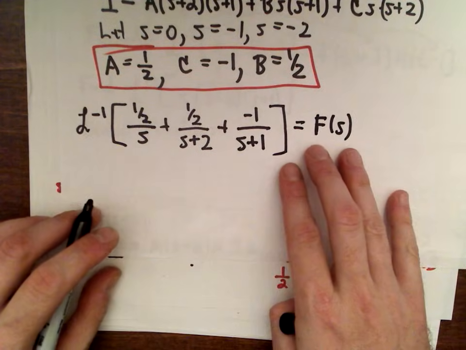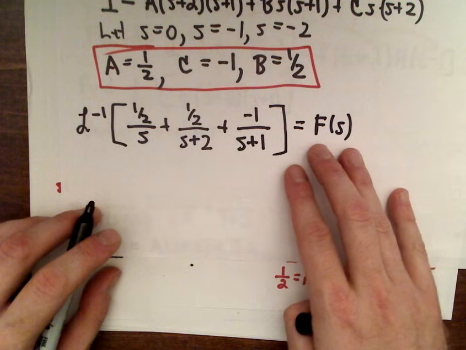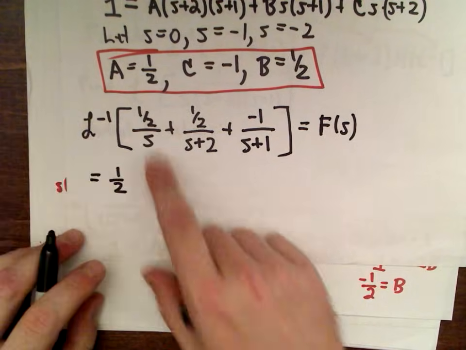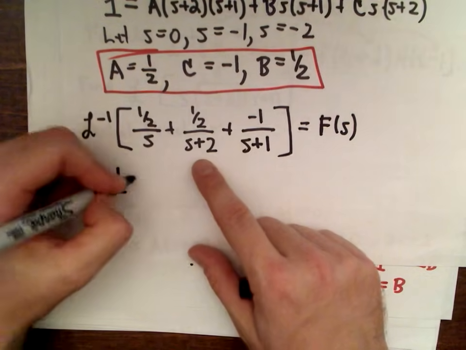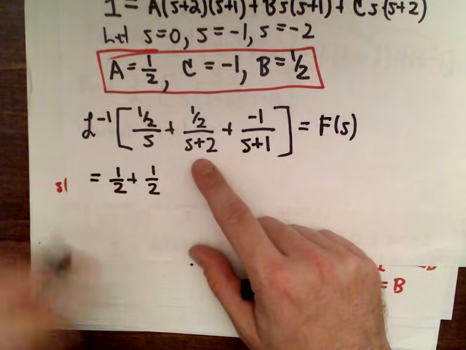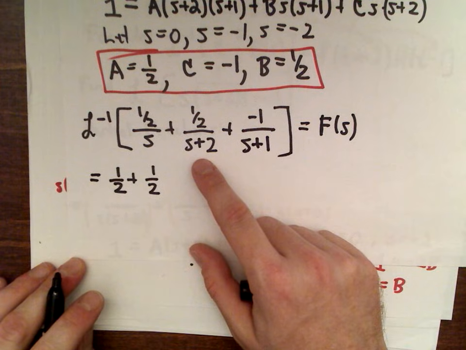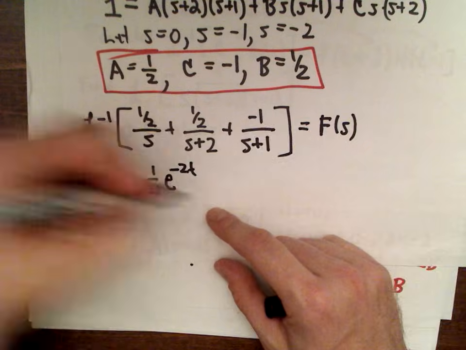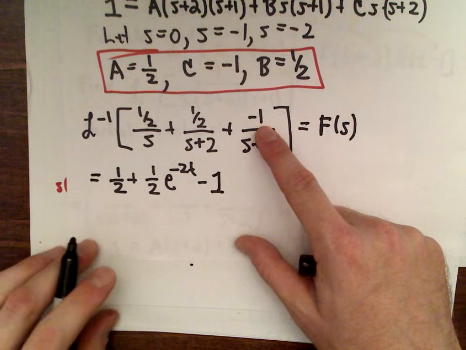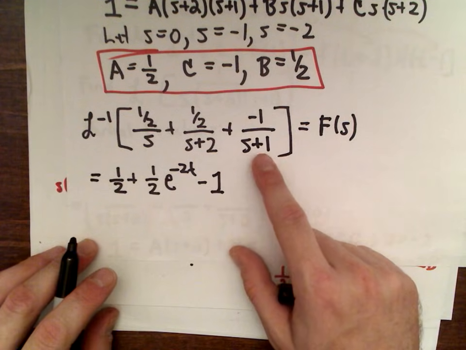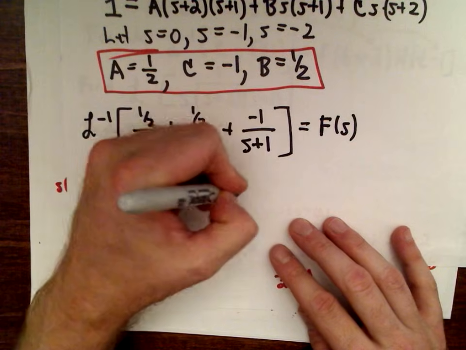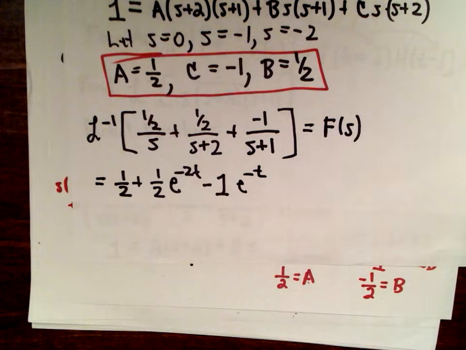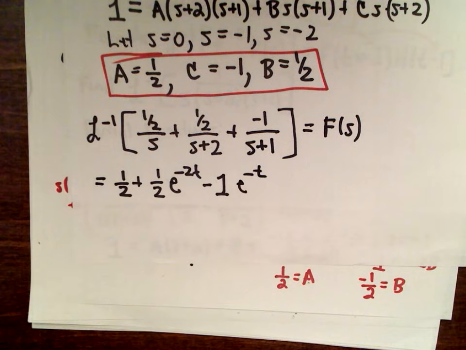Okay, so if I compute that, let's see, what have we got here? So the 1/2 comes along. The inverse Laplace transform of 1 over s, that's just 1. Plus 1/2 times the inverse Laplace transform of 1 over s plus 2, again, that's going to be e to the negative 2t. And then we've got our minus 1 times the inverse Laplace transform of 1 over s plus 1, that's going to be e to the negative t. Okay, so we're almost there now.